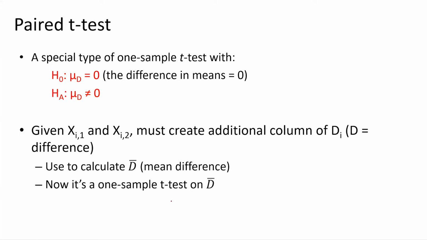So our hypotheses are that the mean difference, mu d, is equal to 0. That's our null hypothesis. There is no difference between group 1, group 2. There's no difference between before and after. Our alternative is that there is a difference, that the mean difference doesn't equal 0. It's either less than 0 or greater than 0.